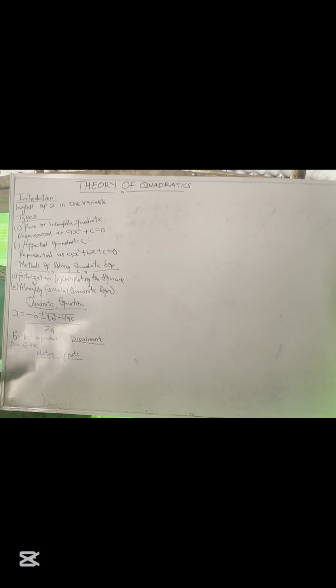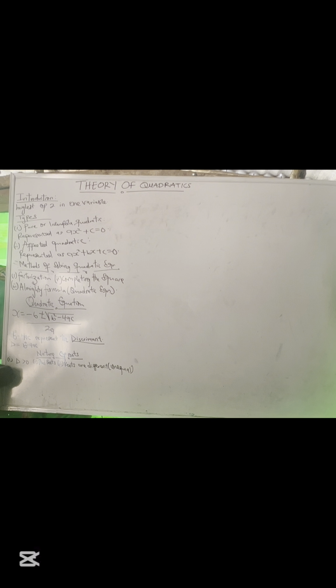So for the nature of roots, the first thing you have to note is that if the discriminant is greater than 0, if the value of the discriminant D is greater than 0, number one, there are going to be real roots. And number two, roots are different or unequal. So whenever the discriminant value is greater than 0, we are going to have real roots, then we are also going to have different or unequal roots.